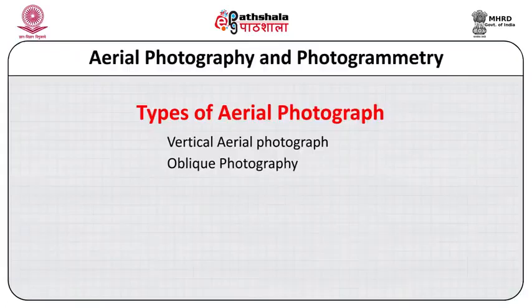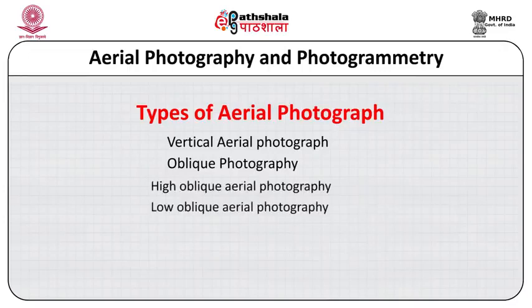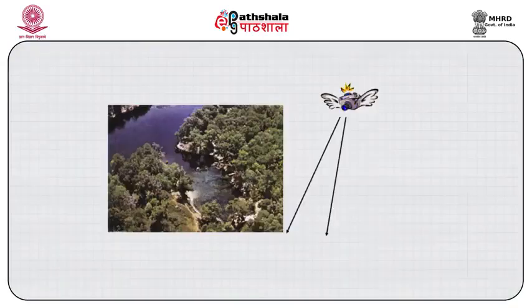Then come to the oblique photographs. Oblique photographs are of two types: high oblique aerial photographs and low oblique aerial photographs. In low oblique aerial photographs, the camera is tilted up to 30°. It covers more area than is covered in vertical aerial photographs. Whereas high oblique aerial photographs cover a larger area, and the horizon can be seen in them. The benefit of high oblique aerial photographs is that they cover a larger area. However, the size of the objects is small.